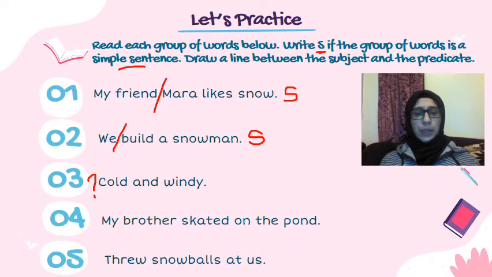Number 4, my brother skated on the pond. Who skated on the pond? My brother. So I split the two parts of the sentence. This is the subject and this is the predicate. And I can say that this is a simple sentence because it gives a complete thought or idea. Number 5, threw snowballs at us. Who threw snowballs at us? We don't know. So also the subject is missing. So this one is not a simple sentence.